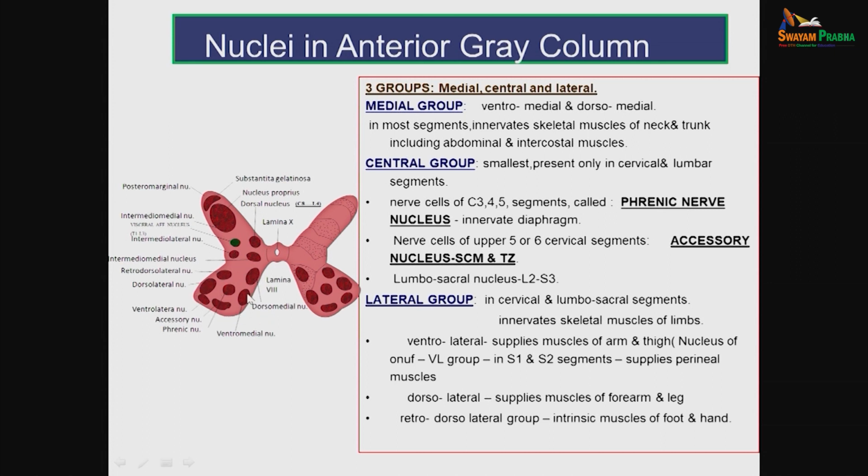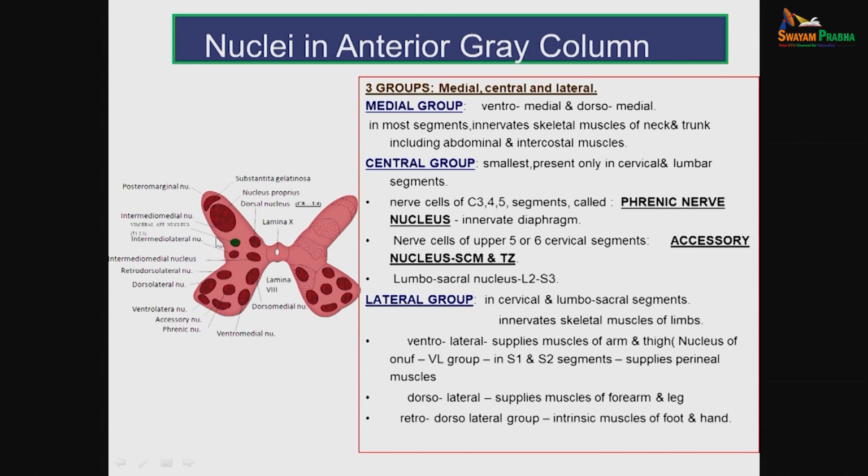The nuclei which are present in the anterior grey horn are divided into, this is the medial group of nuclei, this is the central group of nuclei, and this is the lateral group of nuclei. The medial group of nuclei itself will divide into ventromedial, what I am pointing out, and this is dorsomedial. This is ventral, this is dorsal. This is anterior grey horn, this is posterior grey horn. This is the grey commissure, and this is the central canal.